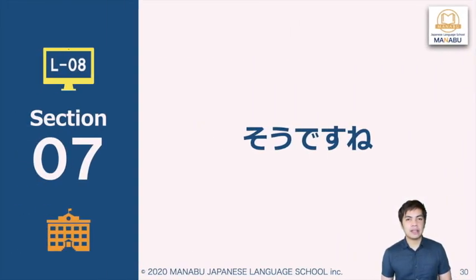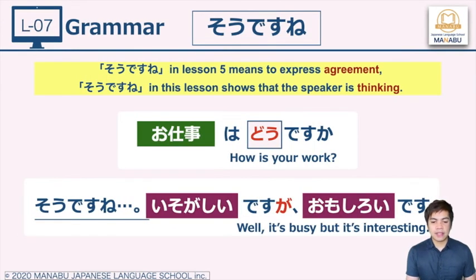Now we are on our grammar point number 7. So desu ne. So desu ne in lesson 5 means to express agreement. And so desu ne in this lesson shows that the speaker is thinking. When someone asks, for example, Oshigoto wa dou desu ka? How was your work? Then before answering, you can say, so desu ne. So, it shows that you are still thinking. So desu ne. Isogashii desu ga omoshiroi desu. It's busy but it's interesting.